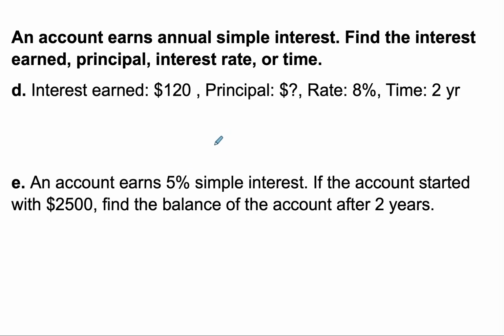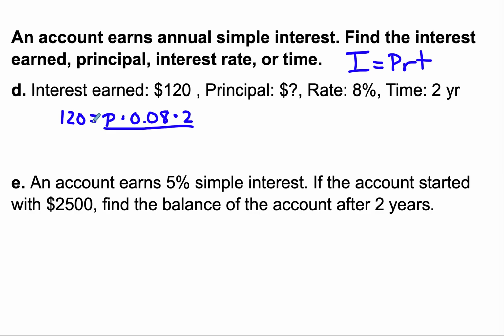All right, let's take a look at this next one. This time we're missing the principal. Same formula, I'll rewrite it here. Interest equals principal times rate times time. So interest, 120, equals our principal, I don't know what that is, times the rate as a decimal, 8/100 times time. All right, so I'm going to start by multiplying things that are on the same side of the equal sign. So when I do 8/100 and I multiply times 2, I get 16/100.